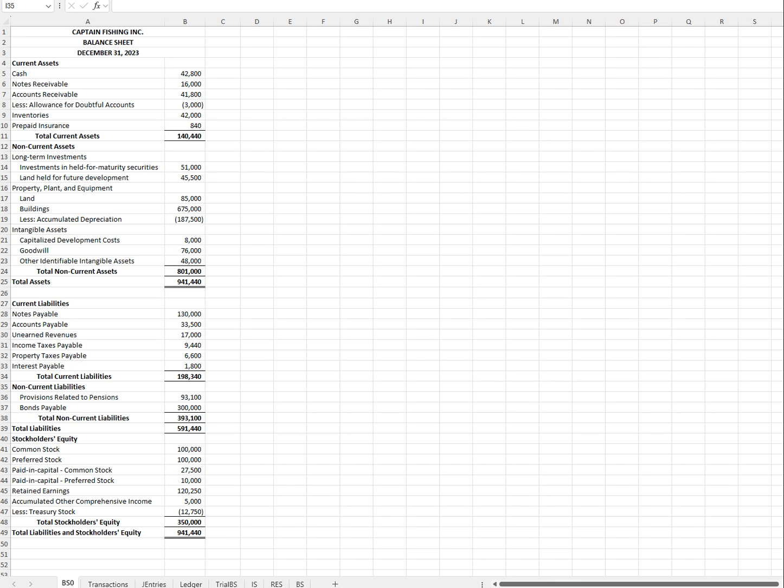Okay, this is a brief introduction of Project 1, the accounting cycle project. So the first worksheet, BS0, we're going to have the balance sheet for this company, Captain Fishing, for the fiscal year ended December 31st, 2023. Okay, so this is last year's balance sheet, which provides the account balances, and they become the beginning balances for 2024, all these accounts.